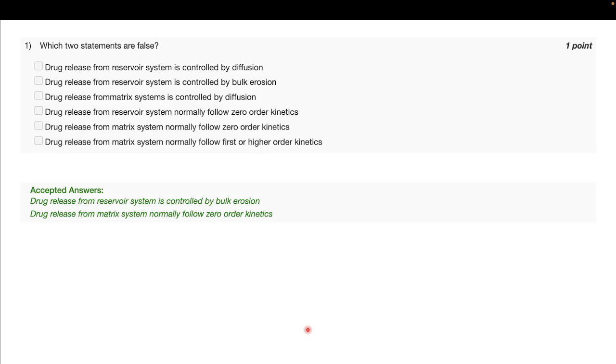So let's look at the options here again. The third option is drug release from matrix system is controlled by diffusion. Yes, it is controlled by diffusion. Drug release from reservoir system normally follows zero order kinetics. That is what we saw. Drug release from matrix system normally follows zero order kinetics. That's not correct. They don't follow zero order kinetics. So you have your second answer right here. So the correct answer was option 2 and option 5. So if you had already known the answer, you can tally it with the answers displayed on the screen. So is this clear?